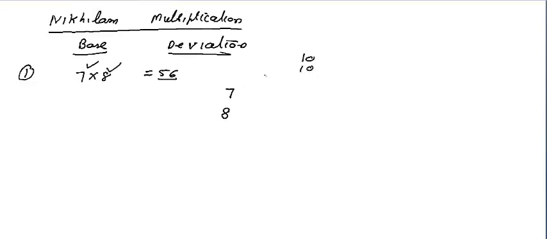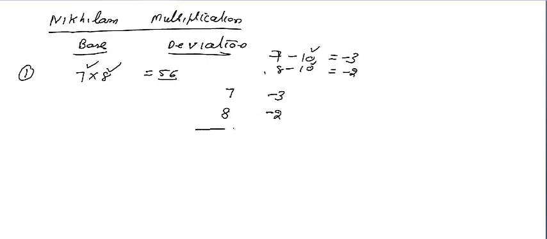Okay, so here you will write the deviation: the deviation of 7 will be -3, because 7 minus 10 is -3, and 8 minus 10 will be -2. You need not write the base, you need only the deviation, 10 minus this, correct? So you write the deviation of 7 is -3, deviation of 8 is -2. It is up to you how you want to write it. It is your choice, no problem at all.